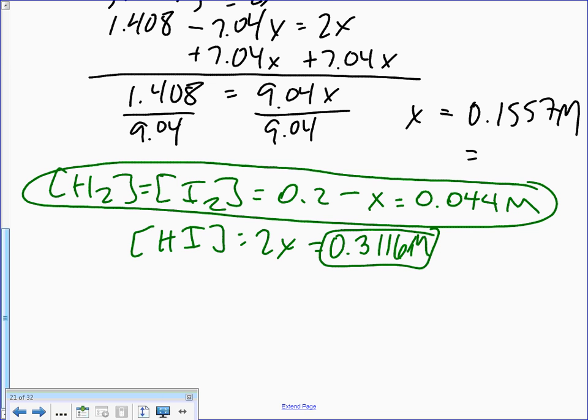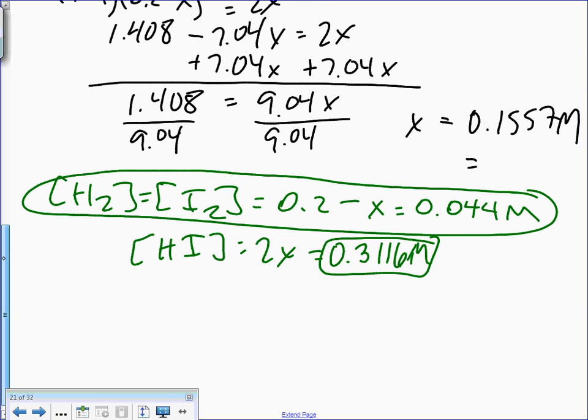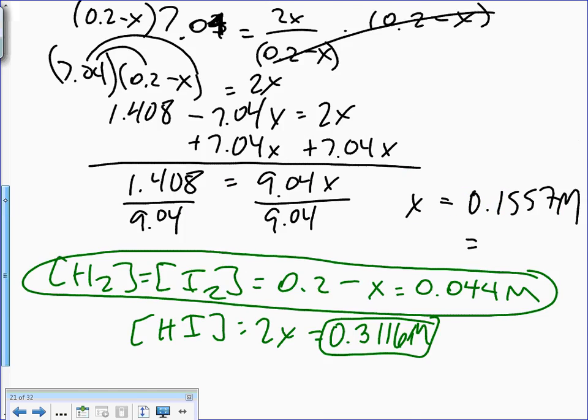So you have to understand how to apply the K expression. What does the K expression mean? How to set up an icebox, do some algebra, figure out what x stands for, and then reinsert x where it belongs. So this time we solve for x versus being given x. This is a typical AP Chem problem.